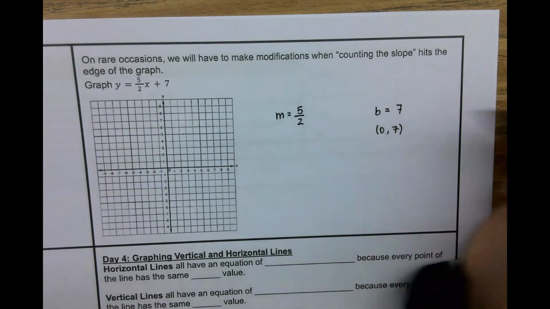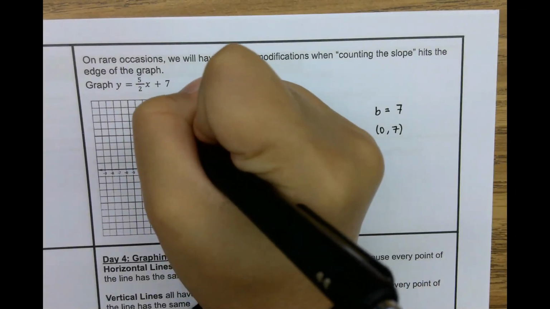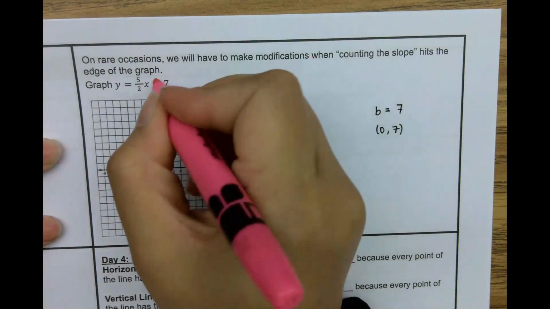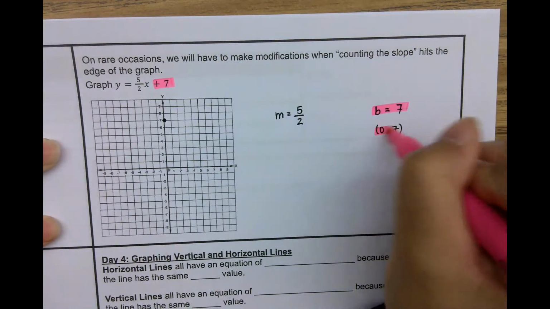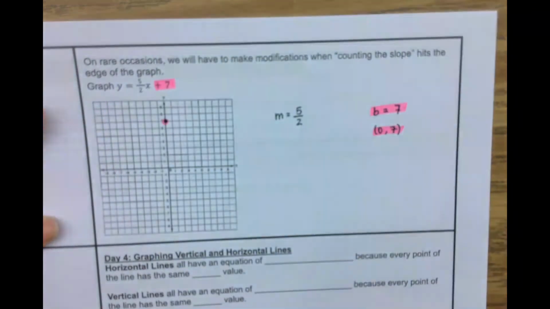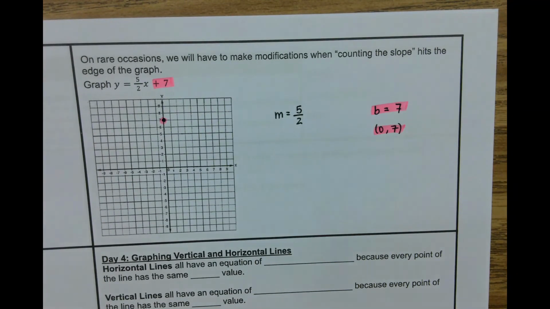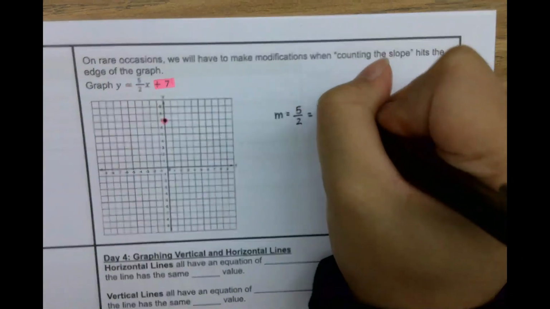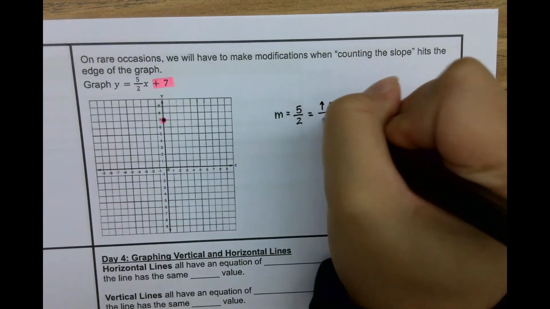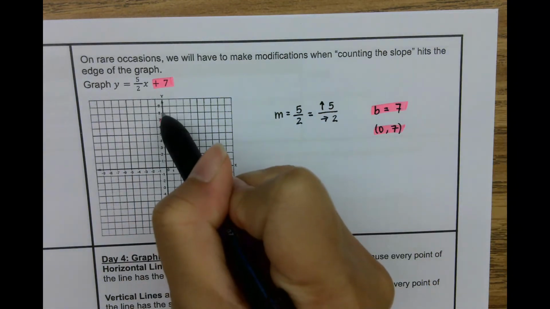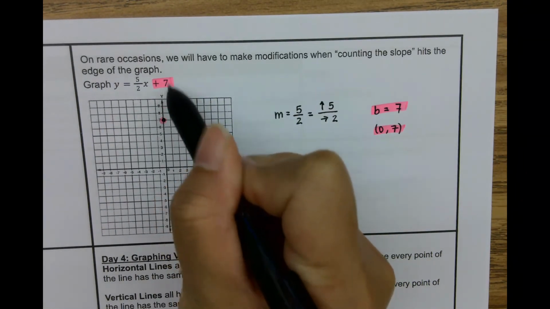So I'm going to start by graphing that y-intercept at 0, 7. Then, using my slope, I'm going to get my next point. Since this is positive, I'm going to go up 5 and then to the right 2. When I start counting 1, 2, 3, however, I can't go up 5. There's no more in the graph.